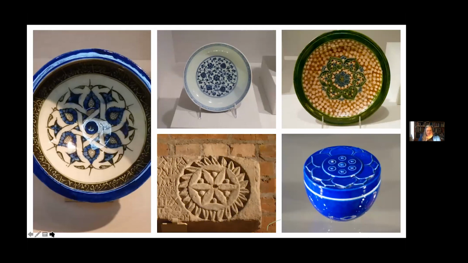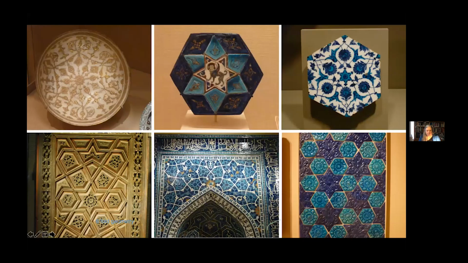These are just a collection of 6-fold ceramic and stone carved objects that I've taken photographs of in museums over the years. And you can see that there is this great variety of expression that is possible, even within the simplest of geometries. Here's some more. Ceramics and carved wood.